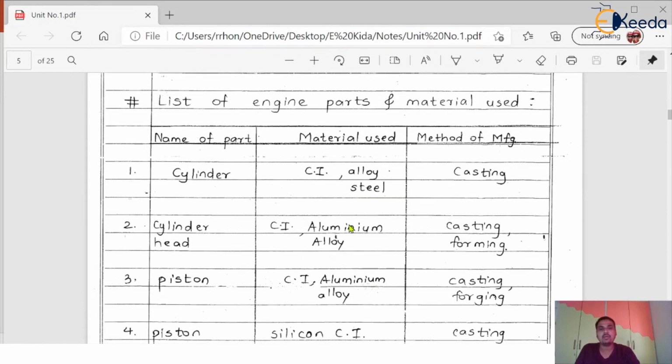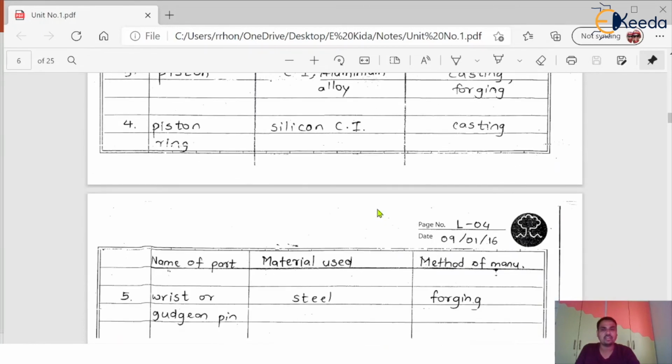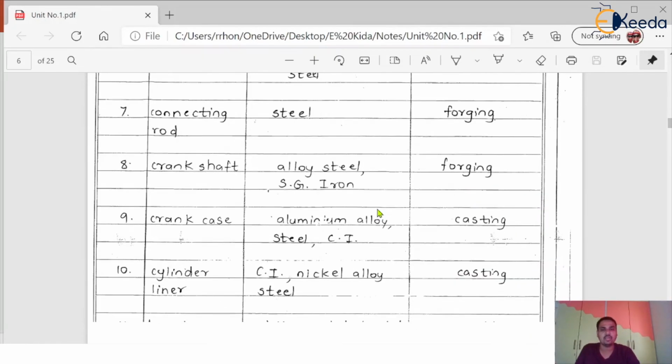Again, in the notes, as we discussed the list of engine parts and materials used in the last lecture, all the things are present over here.